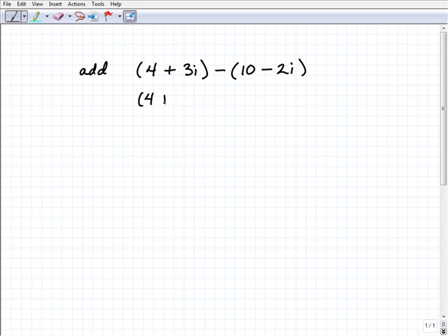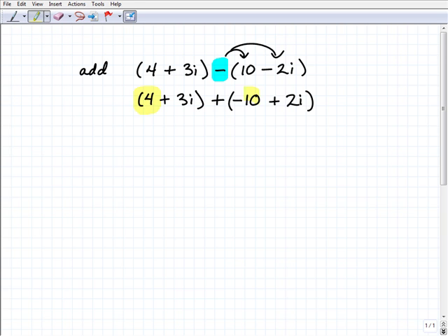This is going to be 4 plus 3i, and I can write this as plus. Now, when I change this sign right here to plus, I got to distribute that negative sign into these two terms. So this is going to be plus -10 plus 2i, okay? So all I did there was simply distribute that negative sign inside the parentheses, and now you've rewritten this problem as an addition problem. And then we're going to do the exact same thing we just did with the previous problem.